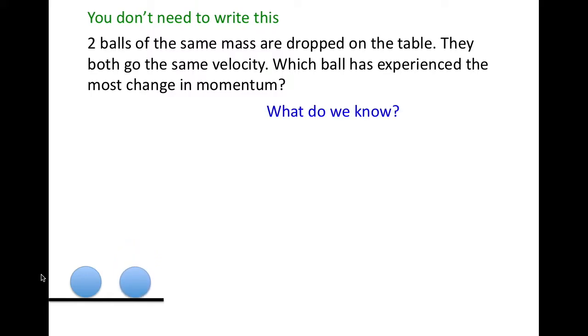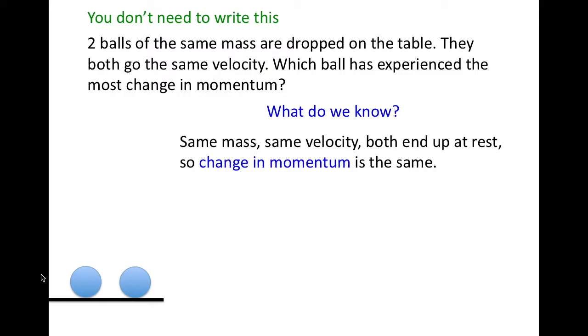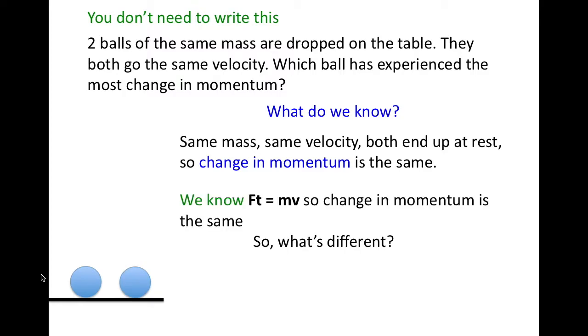Okay, so what do we know? We know that they're both the same mass. We know that they had the same velocity. They both end up at rest. So the change in momentum is the same. We also know that impulse equals the change in momentum. And impulse is the force times time, equaling momentum, which is mass times velocity. So the change in momentum is the same.